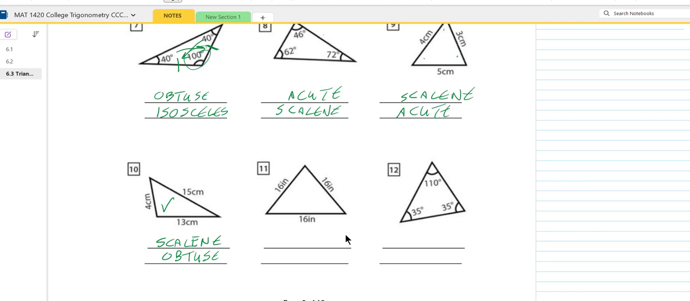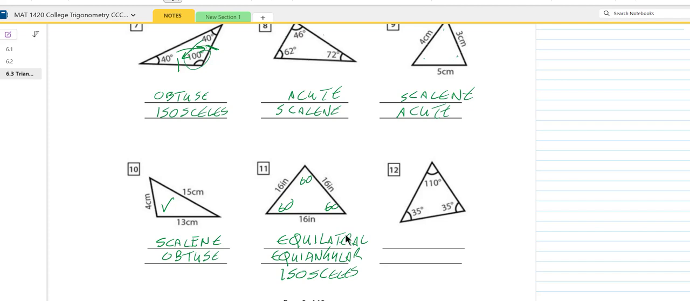Number 11, it's equilateral. If it's equilateral, all the angles have to be equal to 60. All the sides are equal, so this would also be equiangular. The only triangle that can be equiangular is an equilateral triangle. And also it would be isosceles because at least two sides are congruent.